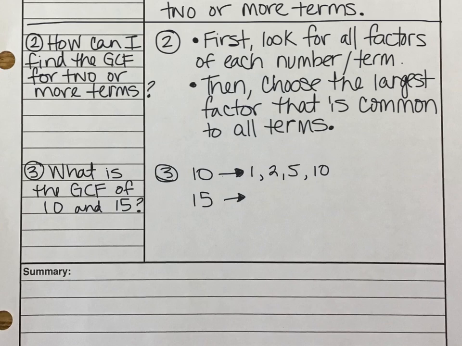All the factors of 15 are the multiplication problems that make 15 using whole numbers. 1 and 15 and 3 times 5. Now when I look at these two lists, I need to pick out the number that is the largest factor that is common to both of them. So what I see first here is that they both have a 1 and they both have a 5. So those are the common factors, but the greatest common factor is the 5. So the greatest common factor of 10 and 15 is 5.